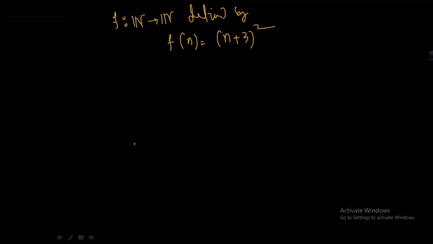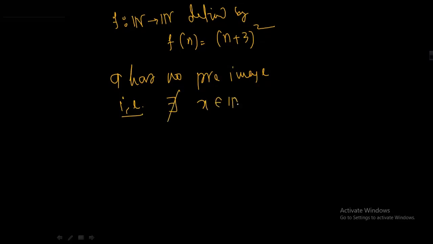f from N to N defined by f(n) is equal to (n plus 3) whole square. To check whether this function is onto or not: this function is not onto. Why? 9 has no pre-image, that is there does not exist any x belonging to the set of naturals such that f(x) is equal to 9.